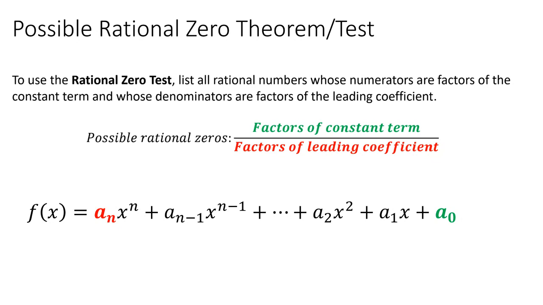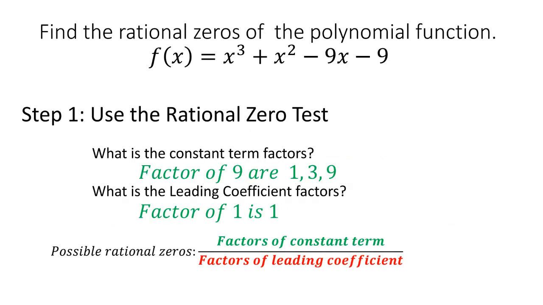As a review, our constant term is our last term. Usually, it's the number that has no variable, it's just the number. And the leading coefficient is the one associated with the highest degree, the highest exponent in our function. It's the number in front of that. So let's look at an example here. We have f of x is x cubed plus x squared minus 9x minus 9.